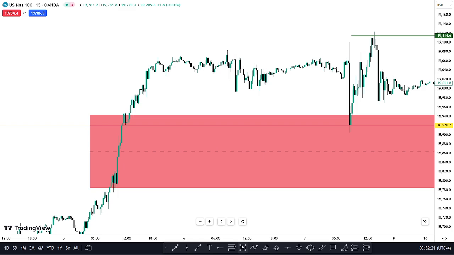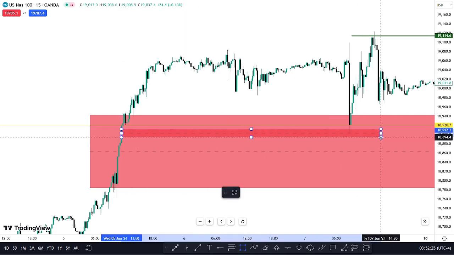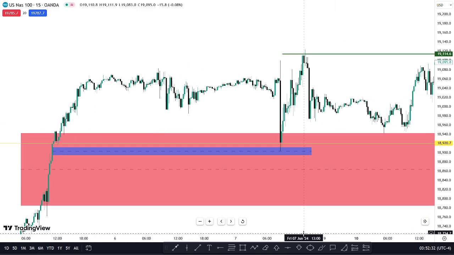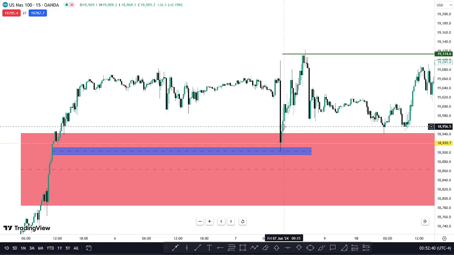So what else do we have on a 15-minute? We like to see the wicks and the fair value gaps as well. We have a fair value gap during that time. That is most important, guys. During that time, that fair value gap has been respected. And then we will wait for NYSE. Then after, let's go to our entry time frame.